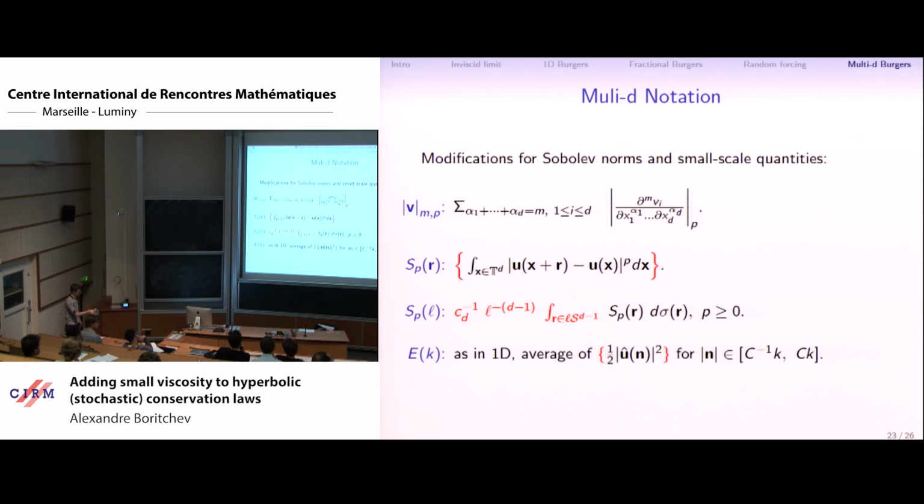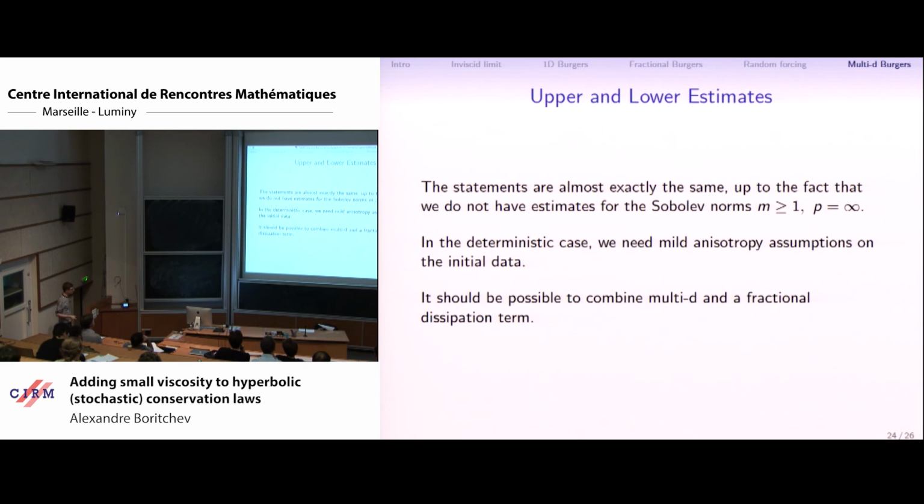And for the spectrum, nothing changes, except that n is, of course, a vector now, when you consider the Fourier modes. And again, I will not rewrite the results, because they're almost exactly the same. And here you don't even need to change the exponent of the viscosity coefficient. Okay, there is one very, very small difference, which is that p equals infinity is forbidden. And these are the results in the case where we have a stochastic forcing.